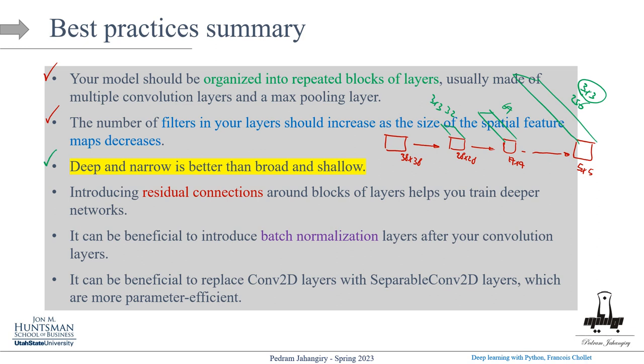So if you want to go with a deep and narrow network, you have to apply the methods that we just covered: use residual connections to help train deeper networks, and use batch normalization to get better performance. And finally, you can try replacing these conv2d operations with separable conv2d operations. We know that these separable conv2d layers are more parameter efficient. They're not necessarily faster because of some technical things, but they are more parameter efficient. All right.